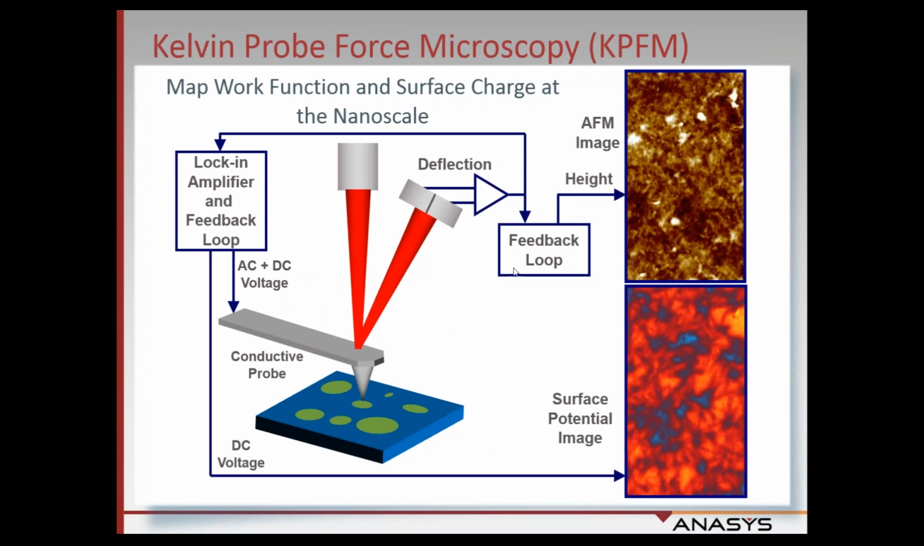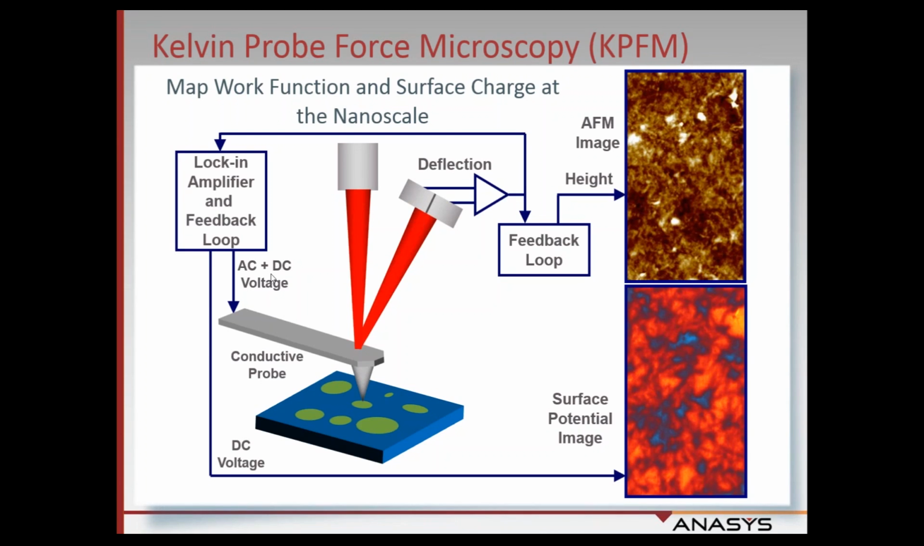So the Kelvin probe technique, this technique operates essentially in the tapping mode. So we have a tip, it's tapping across the surface of the sample. We use what's called a two-pass or a lift mode technique in which we tap along the surface and generate an AFM image showing the height of the surface of the sample. And then in the second pass, we scan the tip across the surface applying an AC plus a DC voltage, which is the output of a lock-in amplifier and a feedback loop.